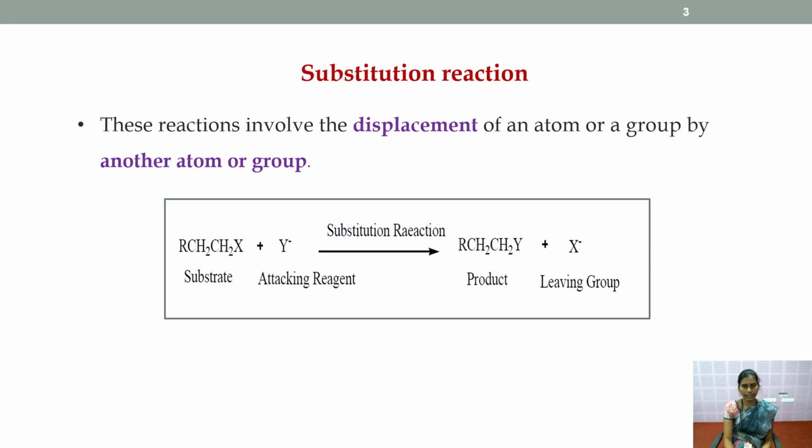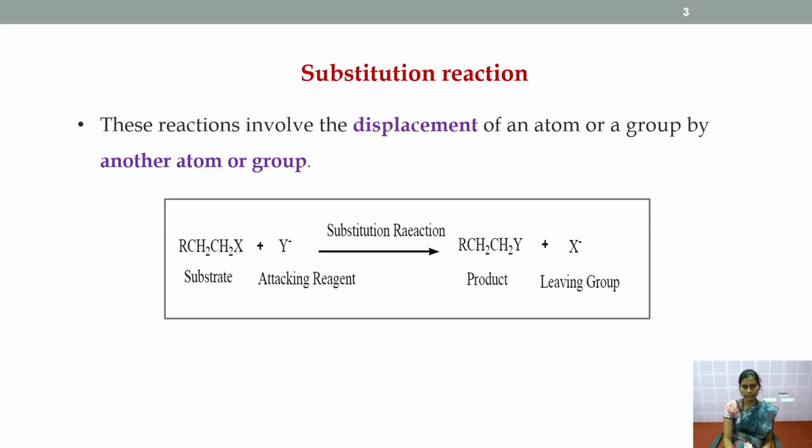Substitution reactions are a type of organic reaction in which any atom or group is replaced by another atom or group. Here the substrate CH2X reacts with the attacking reagent Y to produce the product CH2Y. Here X is replaced by Y, that is substitution reaction. When the substrate is attacked by a nucleophile, a nucleophilic substitution reaction will occur.